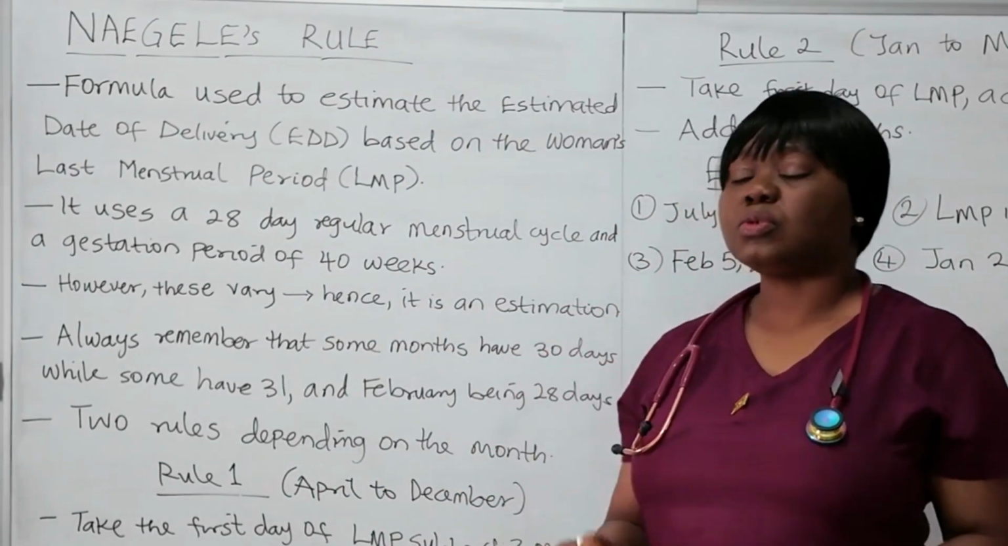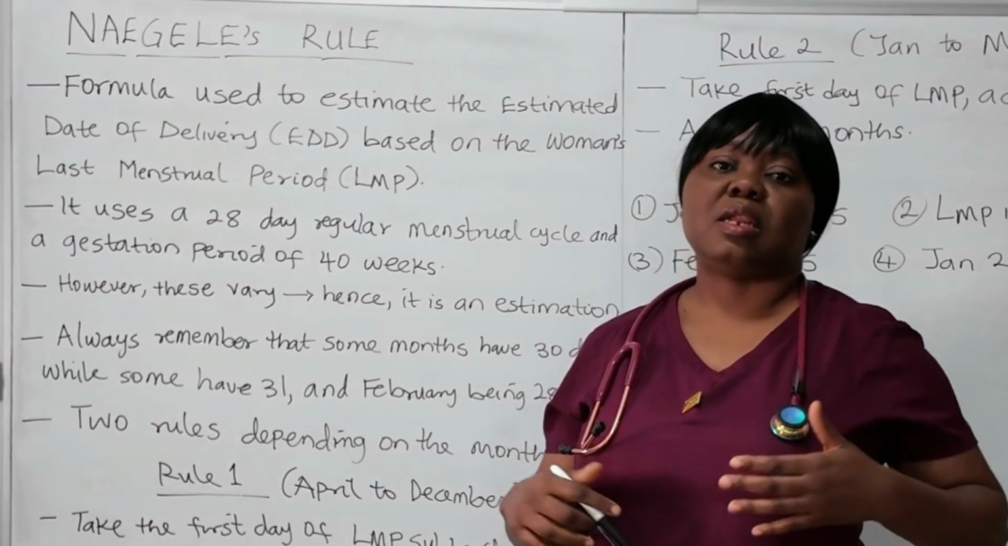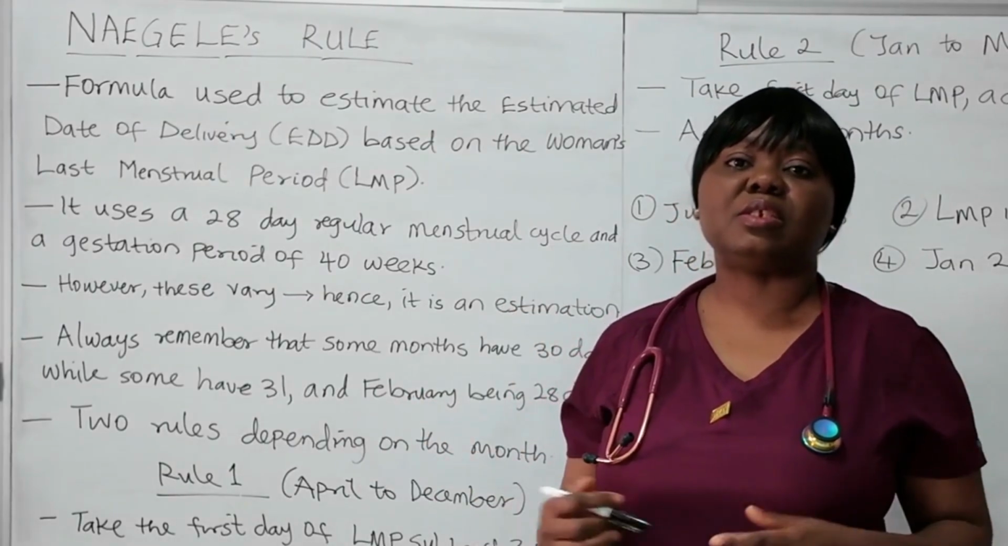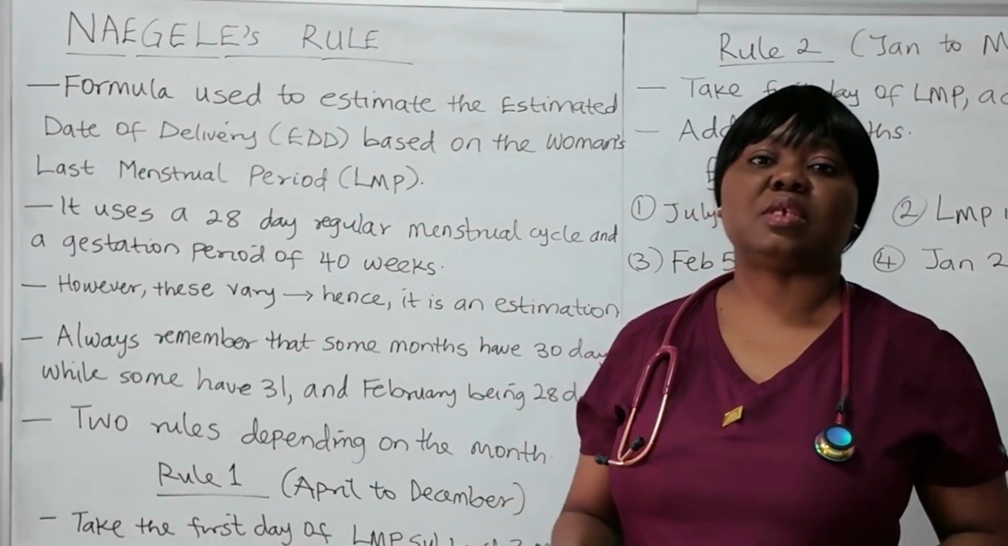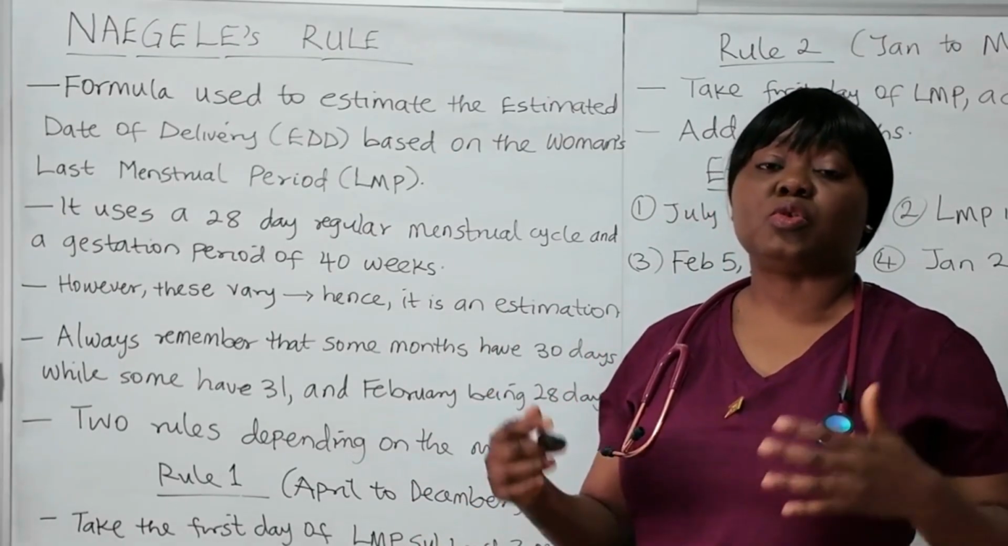Now another thing I want you to remember is that some months have varying dates. For instance, some months have 30 days, some have 31 days, and we have February that is 28 days. So when we are using this rule, we should put that in mind.